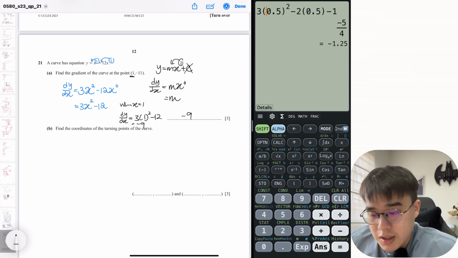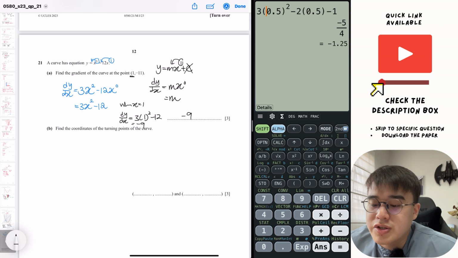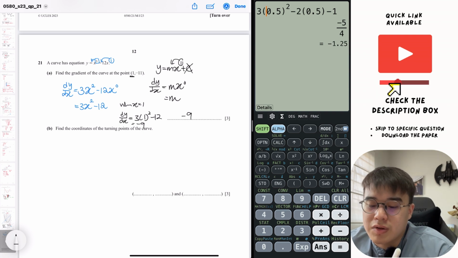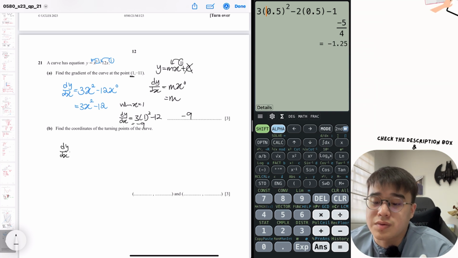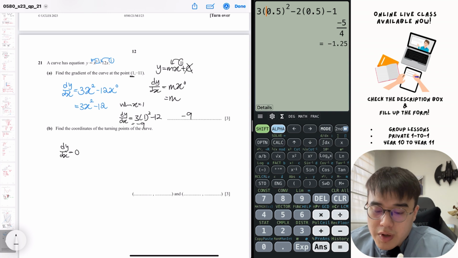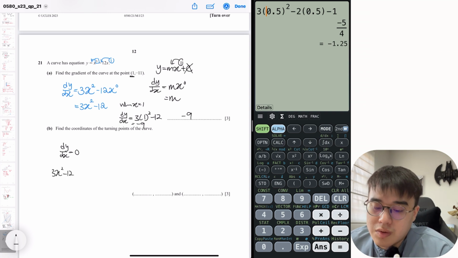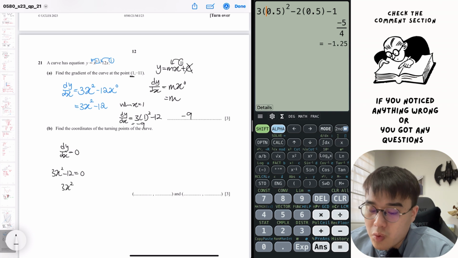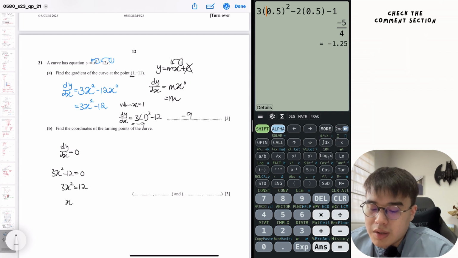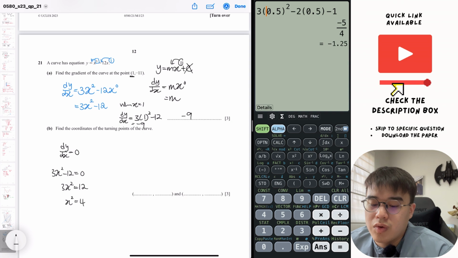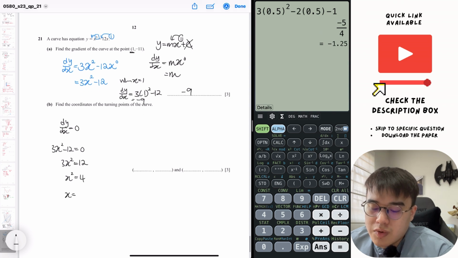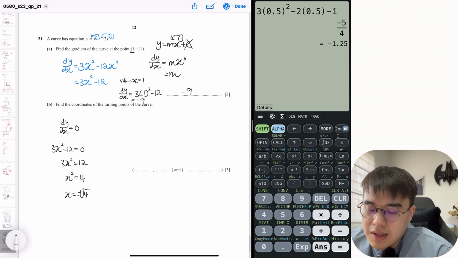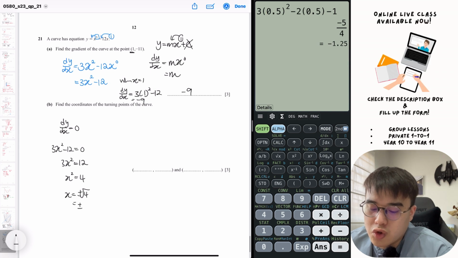Lastly, find the turning points of the curve, which means that they want your dy/dx to become 0. So 3x squared minus 12 equals 0. 3x squared equals 12. x squared equals 4. So the x results here will be plus or minus 2.